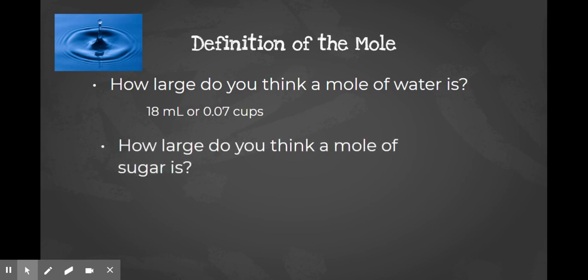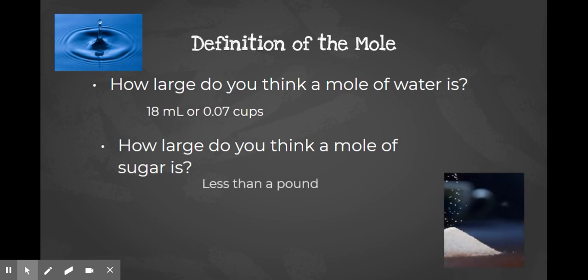How about a mole of sugar? So a sugar molecule is 6 carbons, 12 hydrogens, 6 oxygens, all stuck together. That's one molecule. If I had a mole, 6.02 times 10 to the 23rd of those molecules counted out, how big do you think it would be? It actually would be less than a pound. So not a whole lot at all.